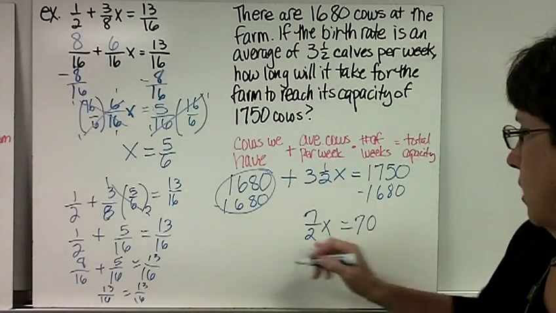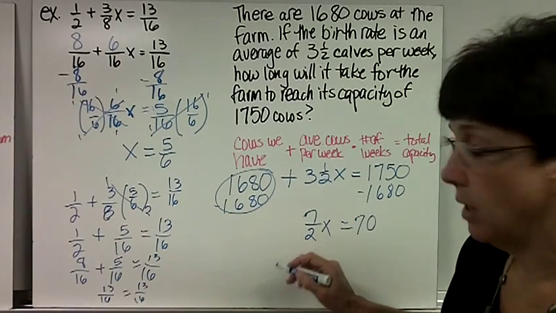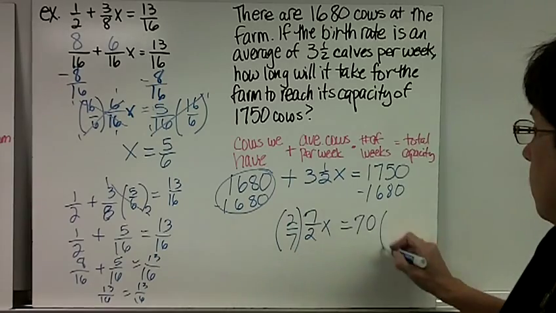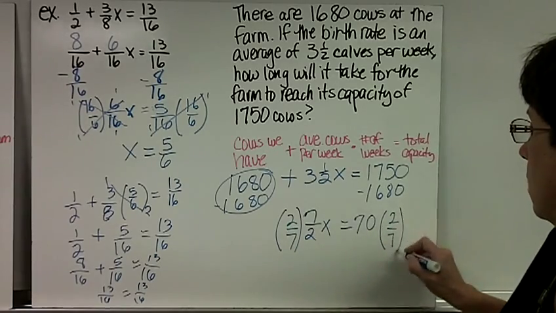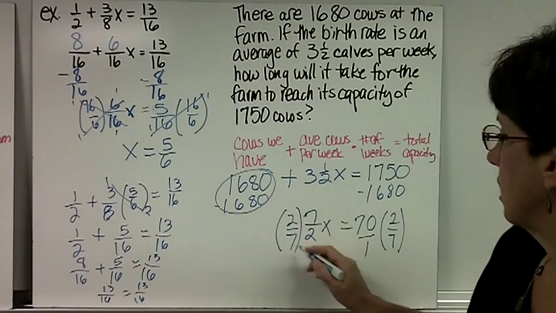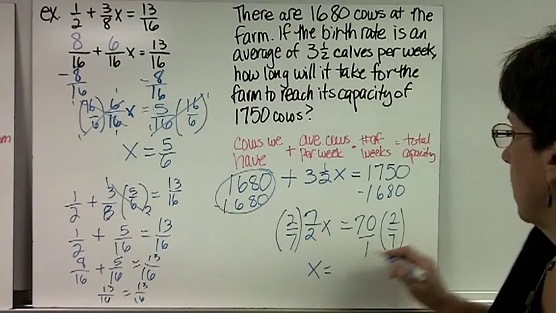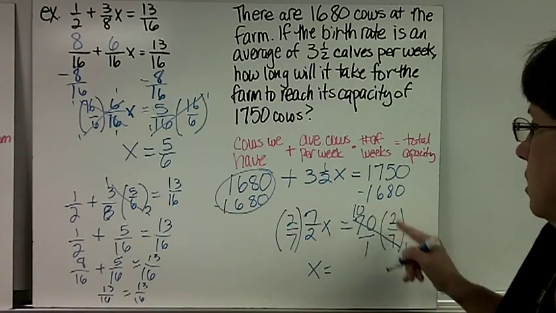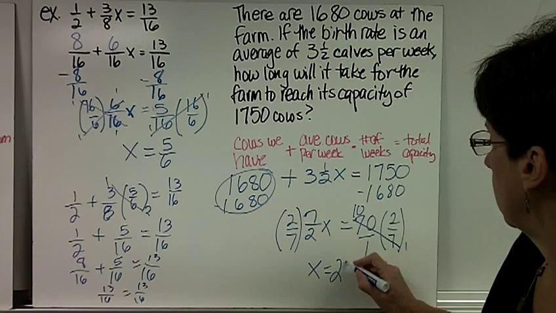So there's my math for this, and now I need to multiply by the multiplicative inverse. 2 sevenths, 2 sevenths. I'm going to put this over 1 so you can see I've lined up my numerators and denominators. These cancel out, so I just get x. 7 goes into 70 10 times. It goes into itself once. 10 times 2 is 20.